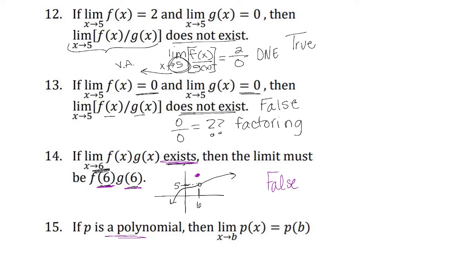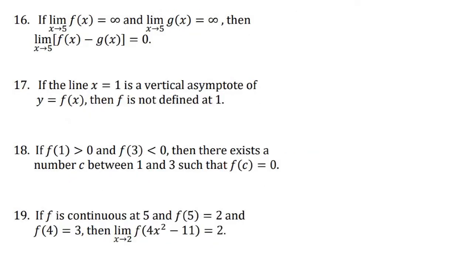Number 15, you've got a polynomial. Polynomials behave very nicely. They're continuous everywhere. So this is the final statement to our continuity. And so this one's going to be true because it's basically saying that our polynomial is continuous at x equals b, and it should be. Number 16, it sure would be nice if that was true, but it's not. This one is false, no matter how much we think it needs to be true.